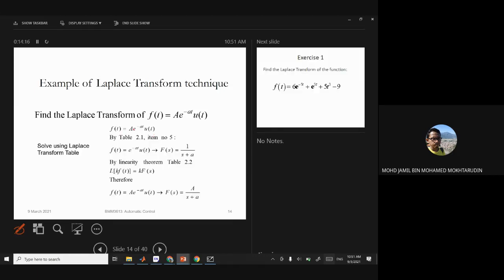Okay, so from table, item number 5, if you have e power of minus at, then the frequency domain is 1 over s plus a. And because big A here is a constant, then you just multiply big A with 1 over s plus a. So if you have function ft equals A times e power of minus at, then in frequency domain you get big A divided by s plus a. Okay, so again here, ut, we assume equals 1 for t bigger than 0.